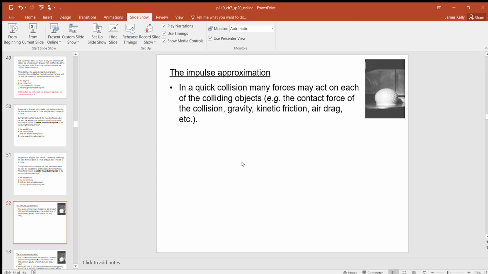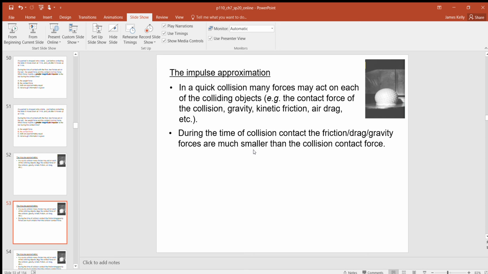If we have a quick collision, two things smacking right against each other, there might be many forces acting on each of the colliding objects. For example, the two objects are colliding with each other, so there's some contact force between the two surfaces of the objects. Gravity might be acting on them. Maybe they're colliding vertically as one's moving down and one's moving up near the surface of the Earth. There could be kinetic friction or air drag. Kinetic friction if they're sliding pucks traveling toward each other, air drag if they're moving through the air. Lots of different forces that are acting.